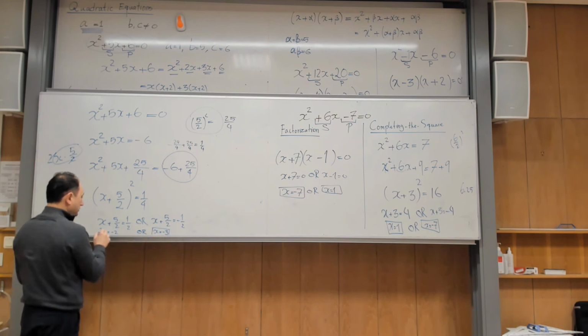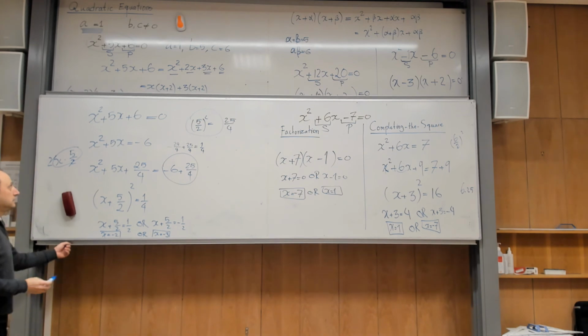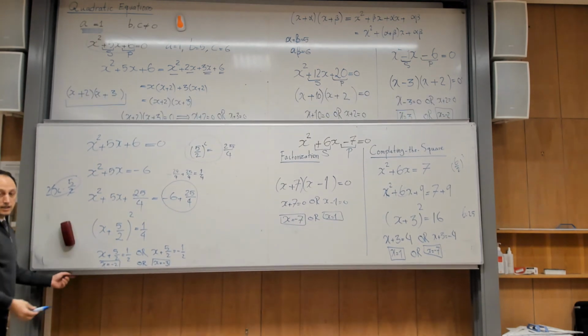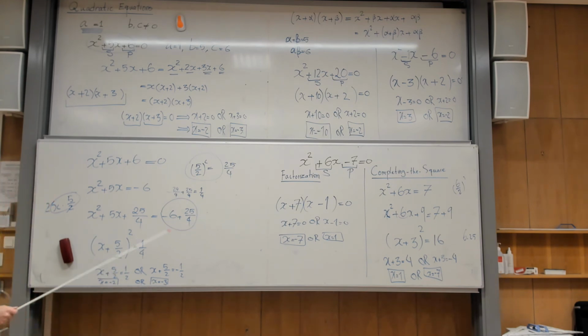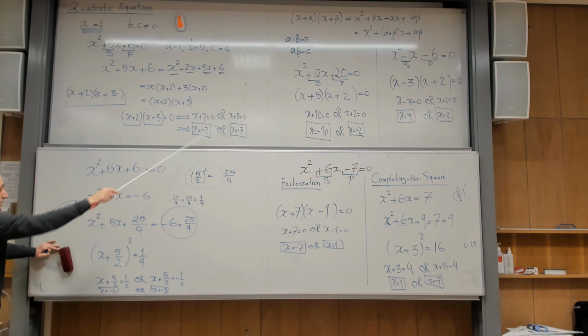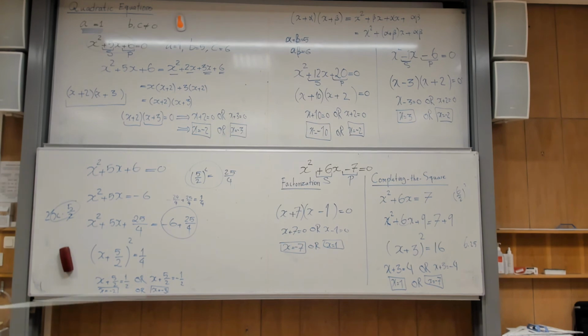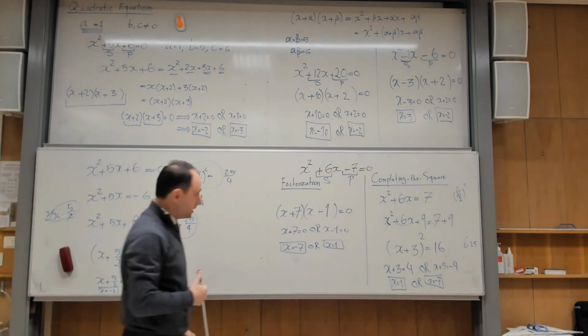Now you can judge for yourself. You see, this method is the completing the square method. That method was just the factorization method. And as you see, the answers are exactly the same. But the point, as I told you, is not that we have to learn this, because this is the general way to do these things.